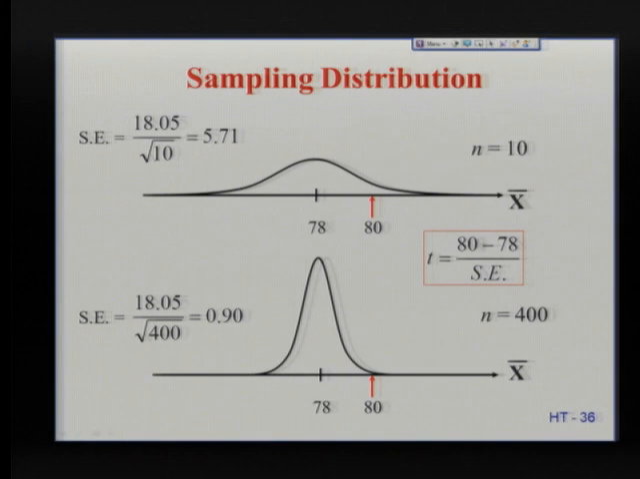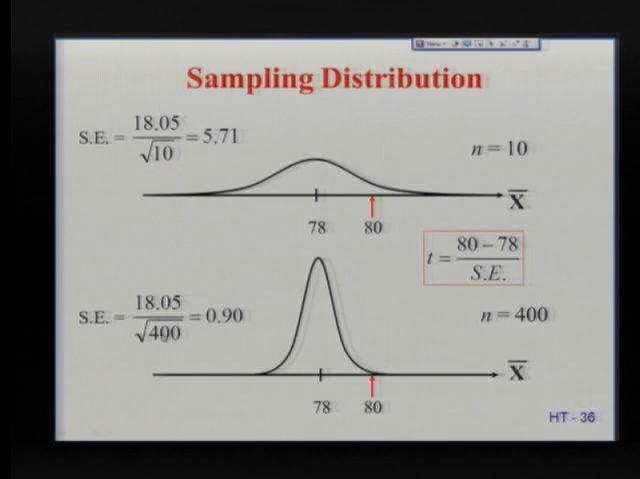With small sample size 10, this denominator is only 5.7, right? Now the numerator is 2 point something, right? 80 minus 78 is 2 point something. Denominator is 5 point something. So then that t-score is less than 1. If a t-score is less than 1, that means it has a large tail area. The p-value is definitely greater than 0.05.